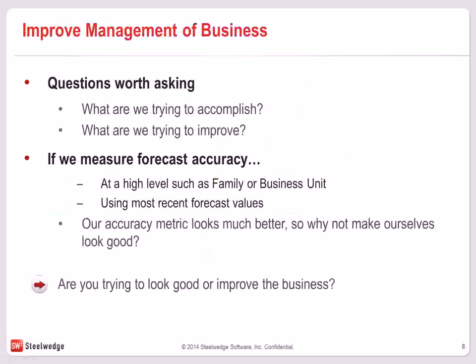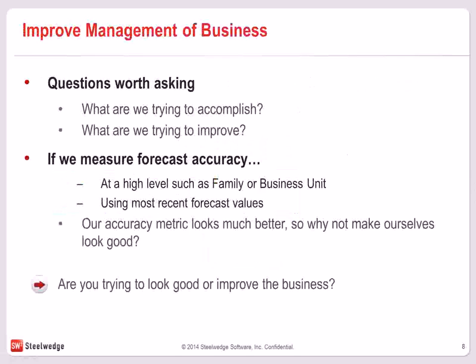So many of the questions that we should be asking ourselves is, what are we trying to get out of this accuracy measurement? For example, if we measure forecast accuracy at a very high level, say at a family level or as a business group, and we do it using the most recent forecast values, that is, we just completed the month of April, and so we look at the forecast that we generated in April for the month of April, we're probably going to, on average, see accuracy metrics that look better than if we had done it at a more granular level or using a forecast that was created earlier than the month we're measuring. And so why not do that? It certainly would make us look better.